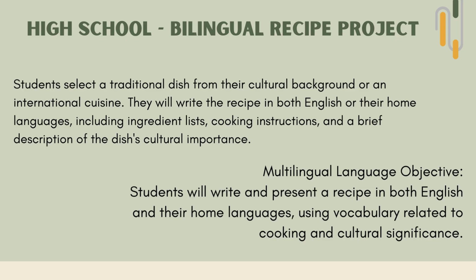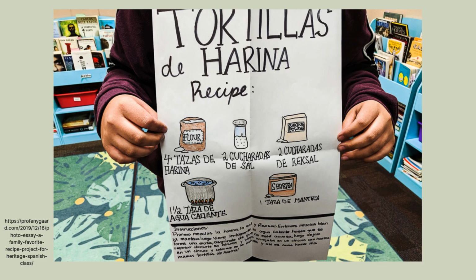So the multilingual language objective: students will write and present a recipe in both English and their home languages using vocabulary related to cooking and cultural significance. So this once again helps the students extend their vocabulary in both languages. I think once again it's good to get the students' background involved, so they're learning about where they come from, and when they present projects like this, it helps their classmates and teachers learn about each student and where they come from.